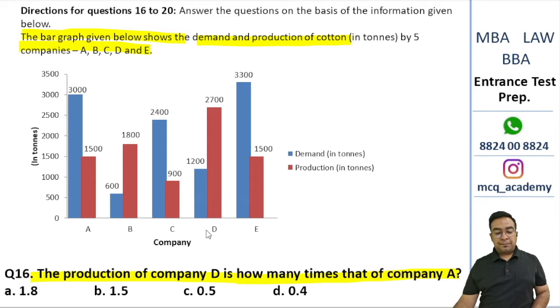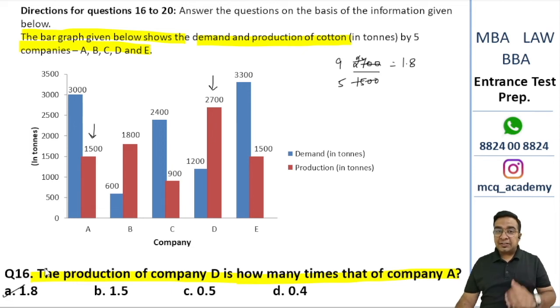D के total production की value देखिए, this is equal to 2700 and this is how many times of that of company A. कंपनी ए के प्रोडक्शन की कितने टाइम्स है? This is equal to 1500. So 2700 divided by 1500. So this value will be equal to 3 5s are 15, 3 9s are 27. This is equal to 1.8. Therefore, you will mark A as the answer to this question.